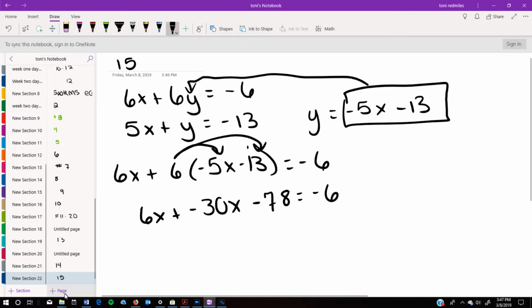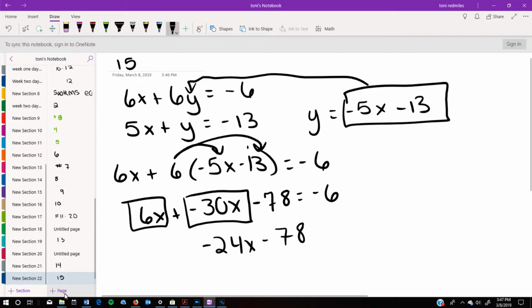Now I got to get these like terms together. So I have a positive 6x and a negative 30x. If I combine those, I'm going to have a negative 24x. Now I need to get that negative 78 to the other side. Well, it's subtracting, so to move it, I have to add it. Got to do the opposite operation. That's going to give me a 72 on that side.